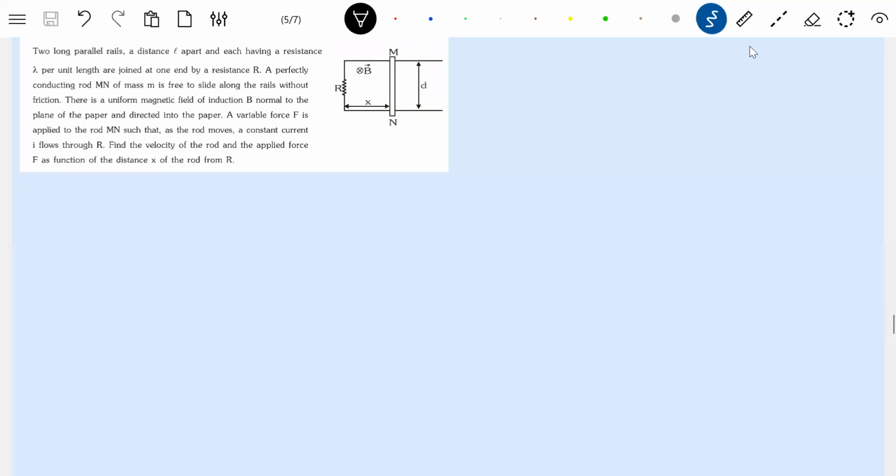The long parallel rails are a distance L apart, having resistance per unit length λ, joined at one end by resistance R. A perfectly conducting rod M is free to slide. A variable force F is applied to the rod such that as the rod moves, a constant current I flows through R. The current flowing will be constant. We are asked to get the velocity of the rod as a function of distance x, v of x, and F of x.